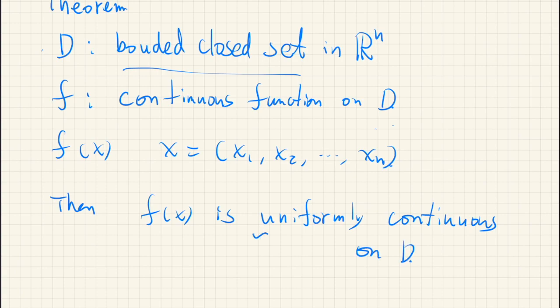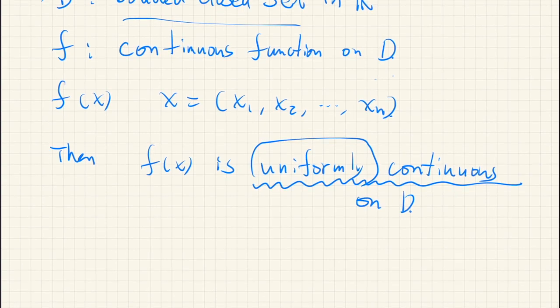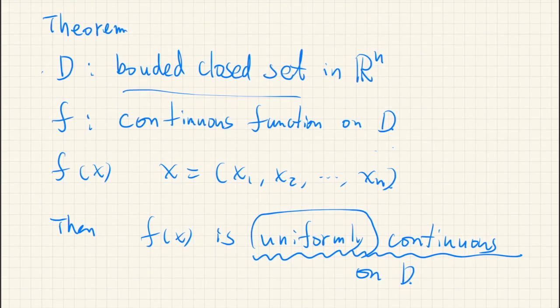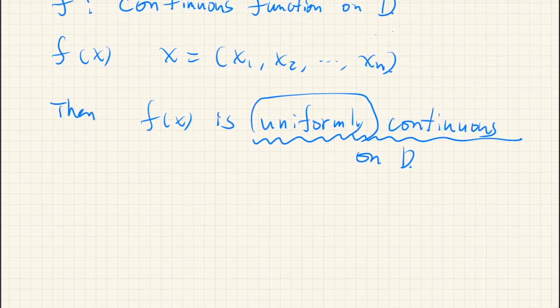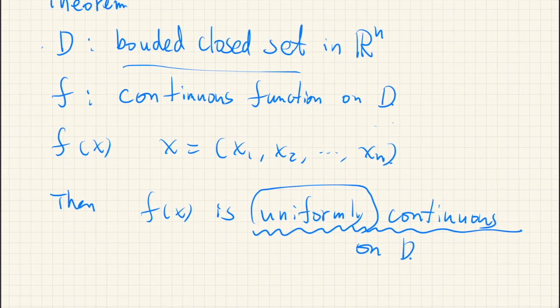On D. So this part, uniformly continuous, is important. We had a very similar theorem for the univariate functions, but the same applies to multivariate functions. By the way, what is uniformly continuous? Remember? Okay, so let's review the definition of a continuous function on a set.